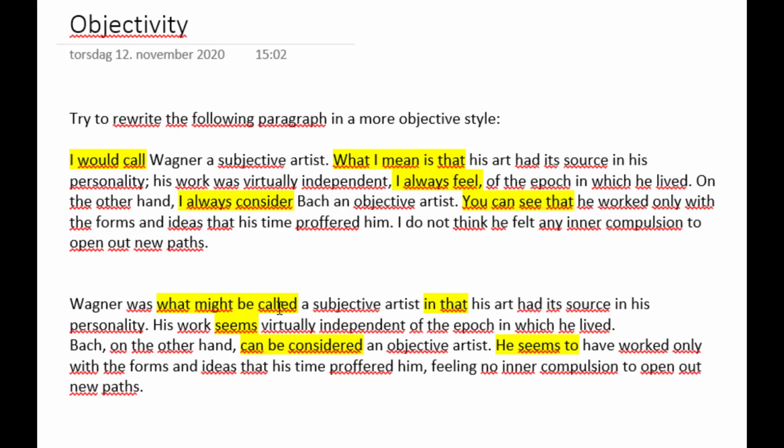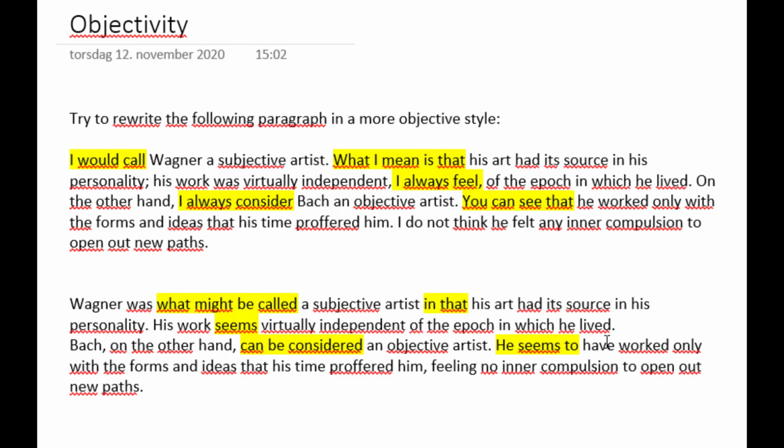So if you're not 100% certain, or if there isn't certainty in the research or what you've studied, like if people disagree on it, then you could use cautious language like the phrases you see several times here. Might be called, seems. I don't say that he is an objective artist. I say he can be considered. He seems to. So I'm being honest with my readers that this isn't something that we know for certain, but it's a way of looking at things.